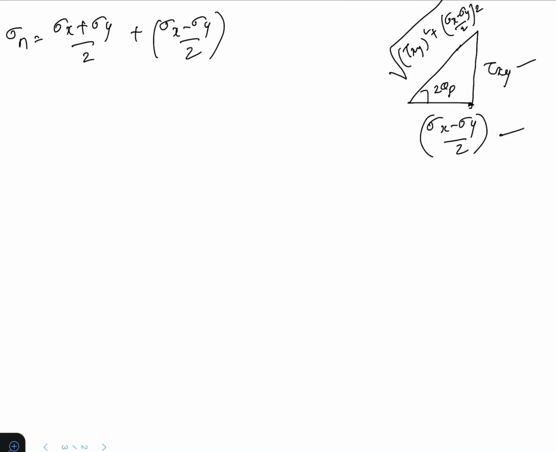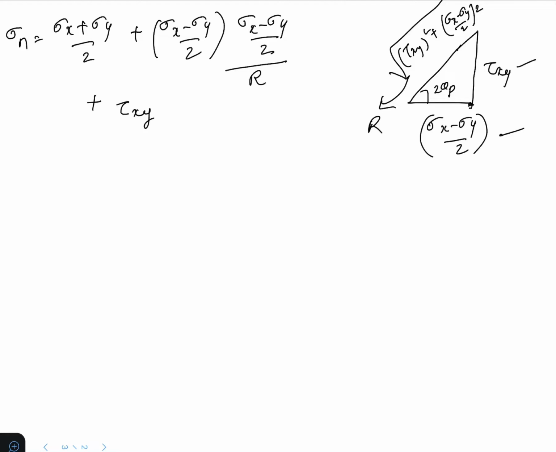So let us put this, the root of this value, as r, for simplicity. So sigma x minus sigma y by 2 cos 2 theta. Cos means adjacent by hypotenuse, so that will become sigma x minus sigma y by 2 by r. Then plus sigma x plus sigma y by 2 plus sigma x minus sigma y by 2 cos 2 theta, this much has become, plus tau xy sin 2 theta.